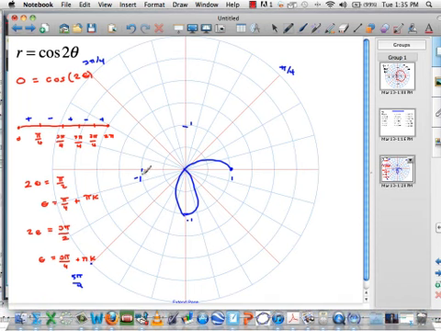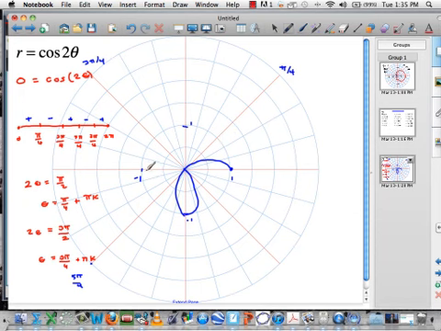And again, it's good to know where you are at the four corners, so to speak. So where would you be when theta is pi? When theta is pi, you'd have cosine of 2 pi, which is going to be 1. And if you are going in the direction of pi, that would place you right here at the rectangular coordinate negative 1, 0. Okay?